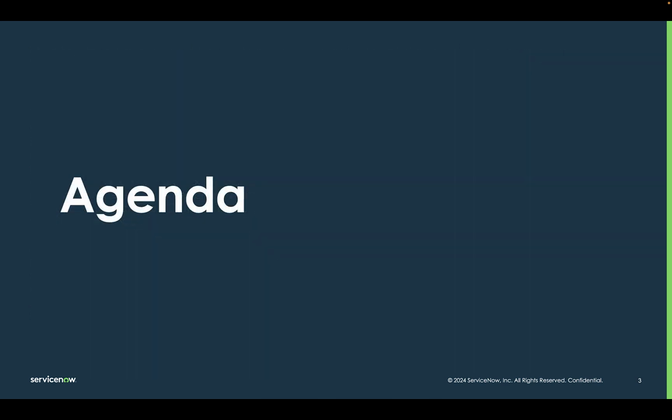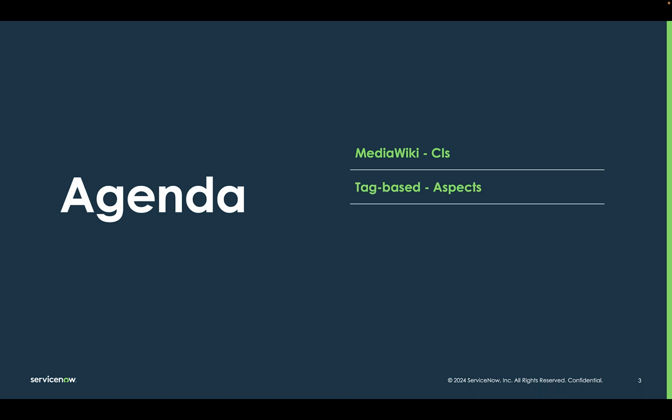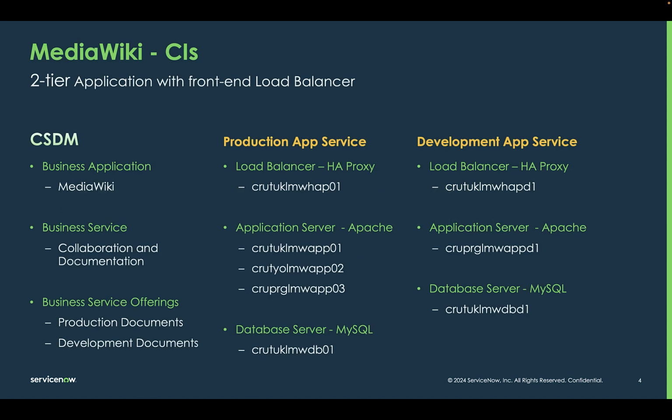Here's our agenda for today. Quickly review the MediaWiki CIs and which ones will be targeted, and then cover the technical and practical aspects of tag-based mapping, steps for implementing, and a live demo to show you how it all works together. Let's get started again with the MediaWiki CIs. We're focused on the production application service.